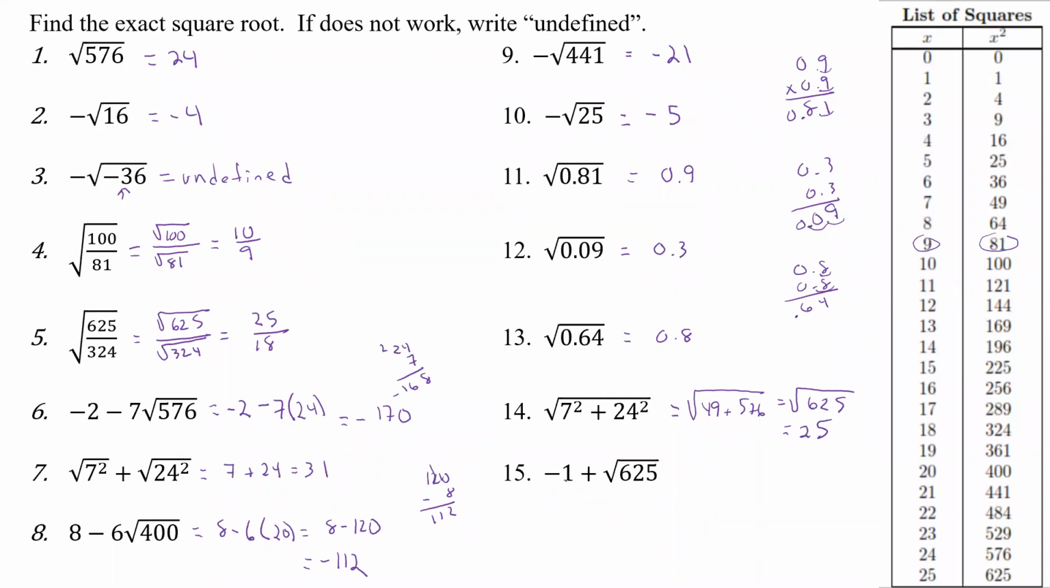Now this one, we have a minus 1 plus the square root of 625. Well, we know the square root of 625 is equal to 25, so minus 1 plus 25. So 25 minus 1 is 24, and that would be our solution there. Okay, so that's finding square roots and using our table here. So that's the nice type.